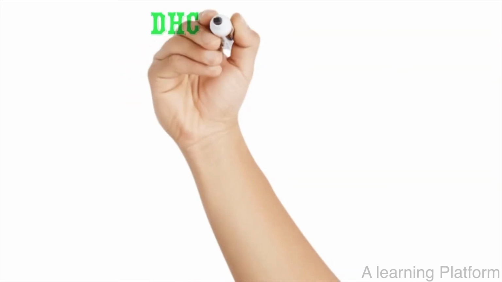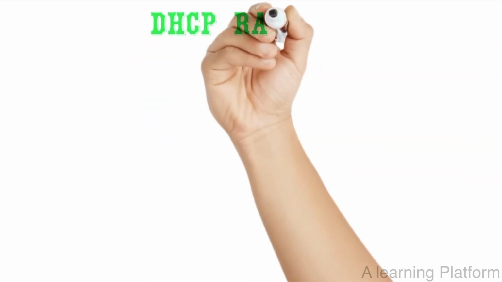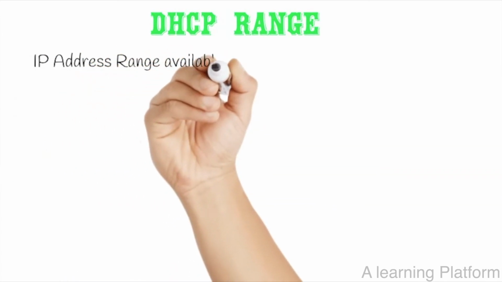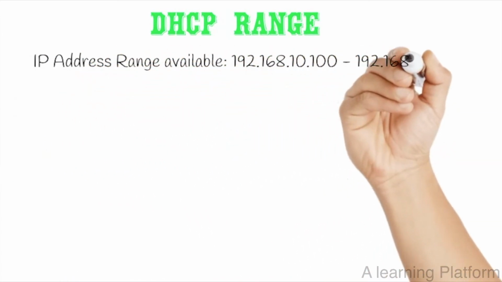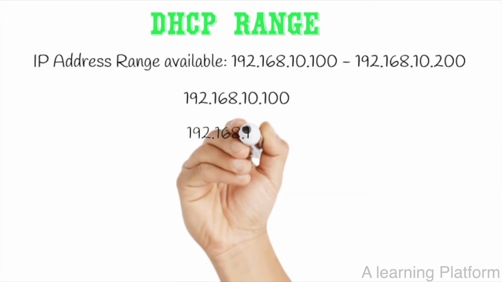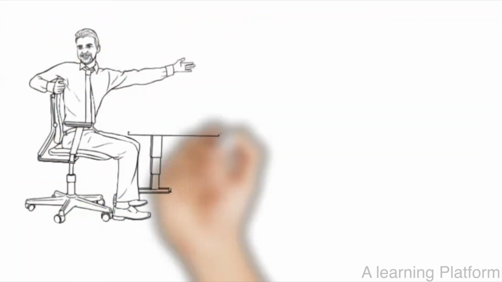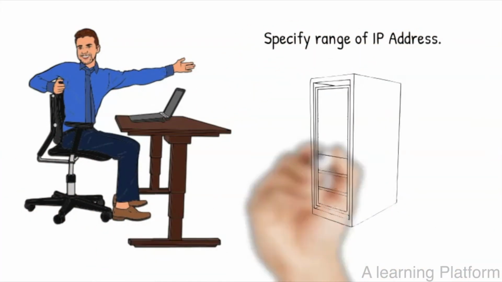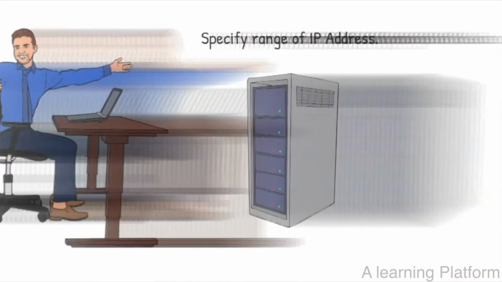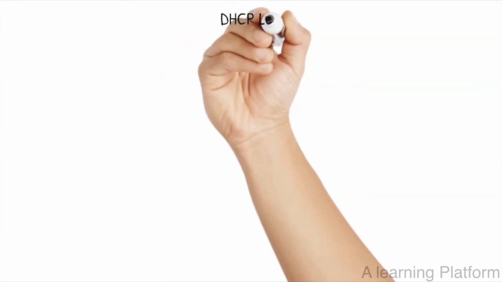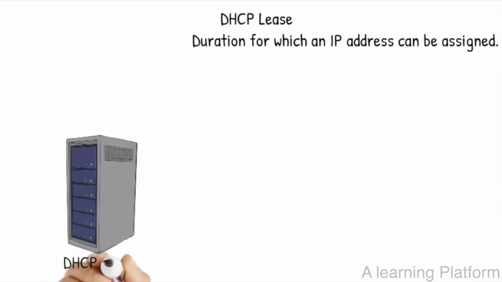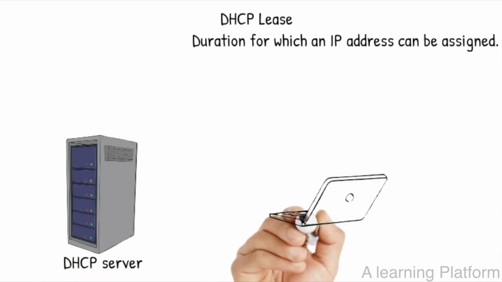DHCP range is the range of addresses that are available to DHCP clients. Addresses are typically handed out sequentially from lowest to highest. Whenever you configure a DHCP server, you can specify the DHCP range, which would be used for DHCP clients. DHCP lease is the duration for which an IP address can be assigned to a client.